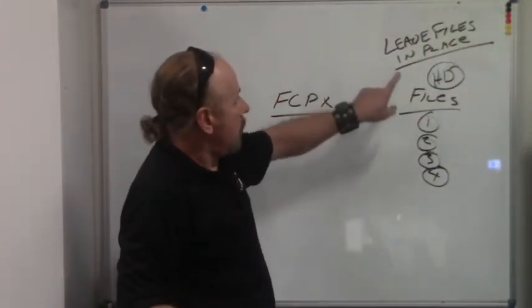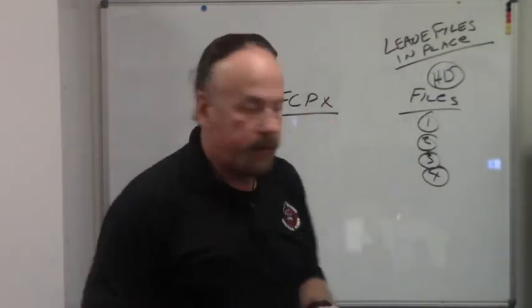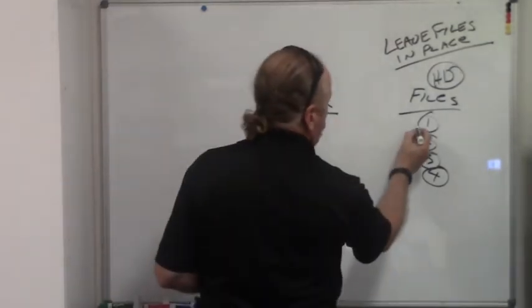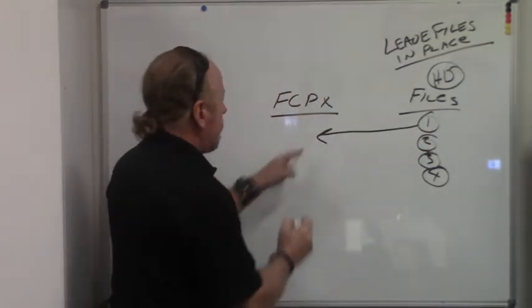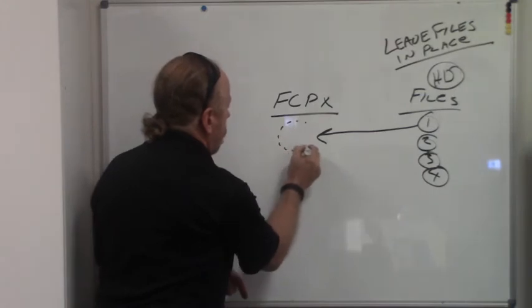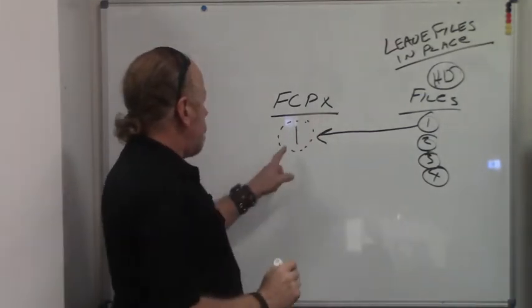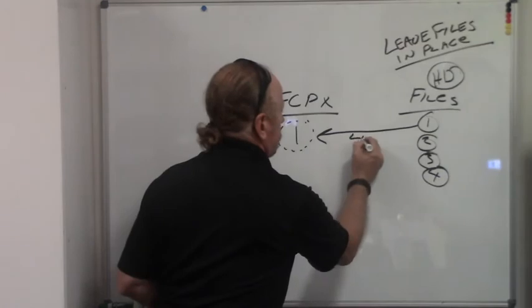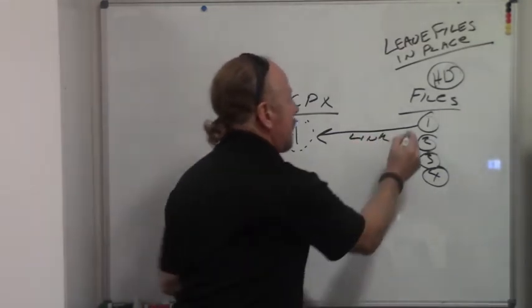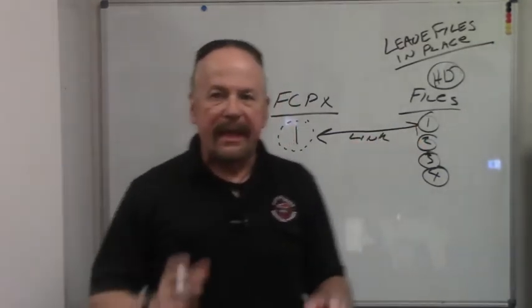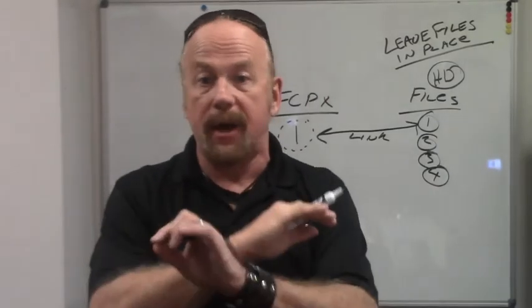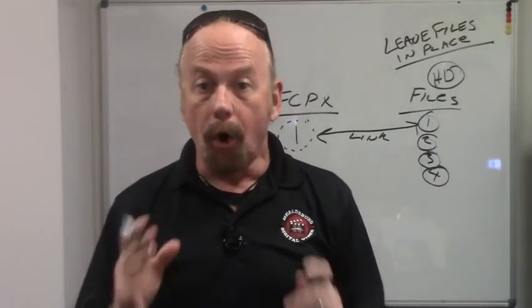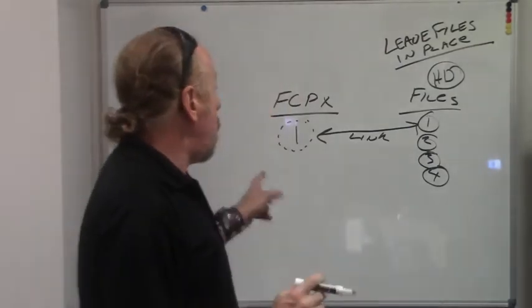What this is going to do is, when I import my files into Final Cut, it's going to create what I'm just going to call a link. This is going to be a link to this file. It's not going to import that whole file into Final Cut. It's going to look like it's imported. It's going to work like it's imported. You're not going to have any problems working with the file. It's just going to reference it over here.